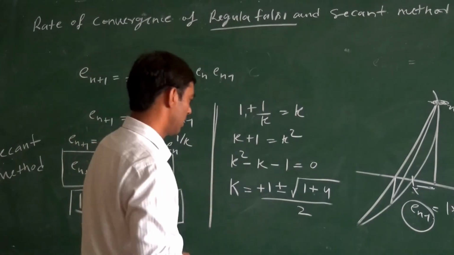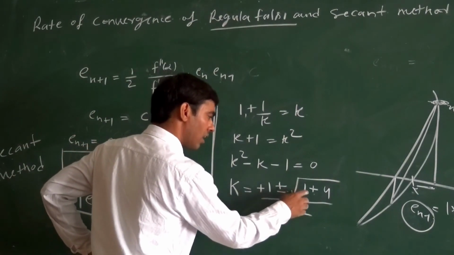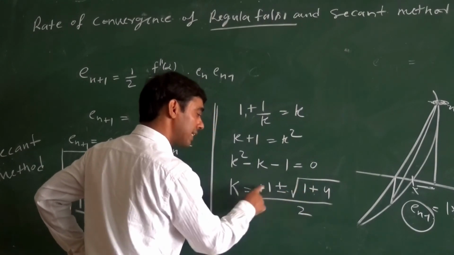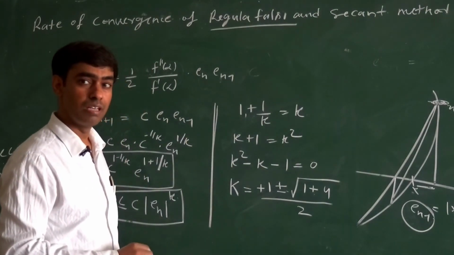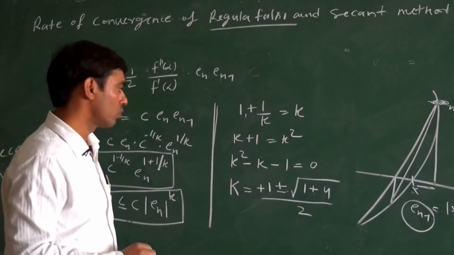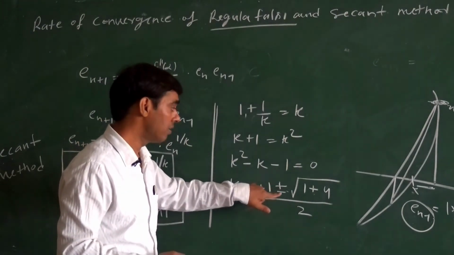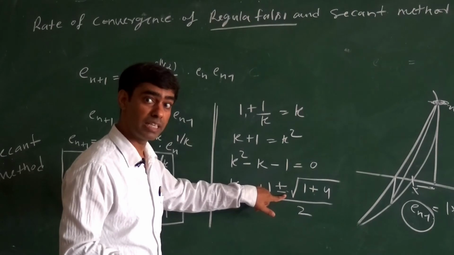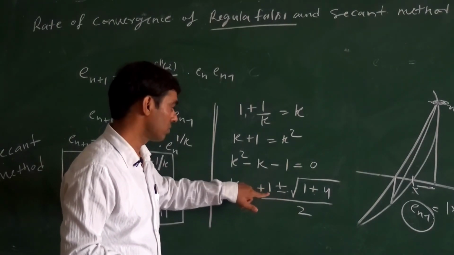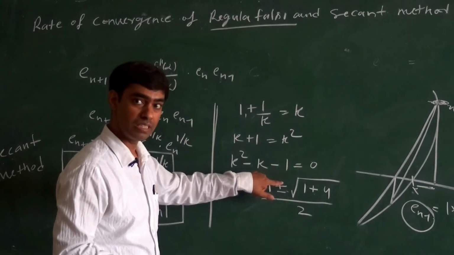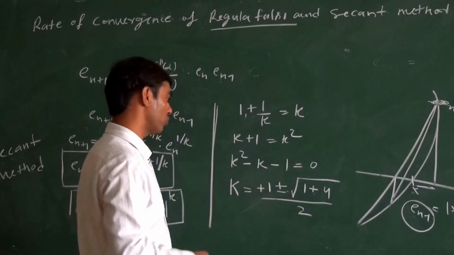If we consider the minus sign, because under root 5 is greater than 1, this becomes negative. The rate of convergence cannot be negative, so the rate of convergence is always positive. So here we consider only the positive sign.